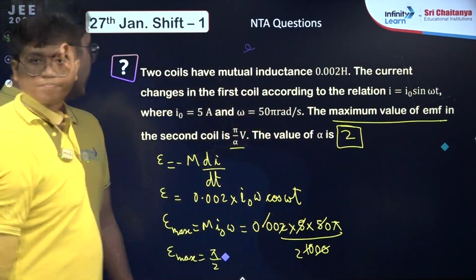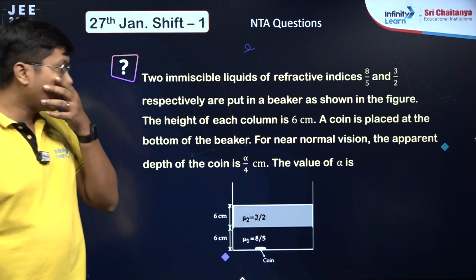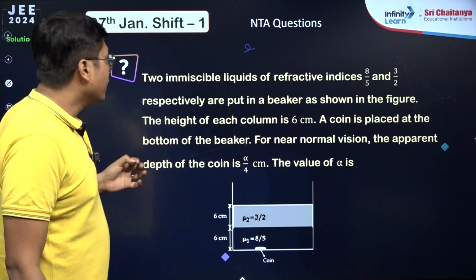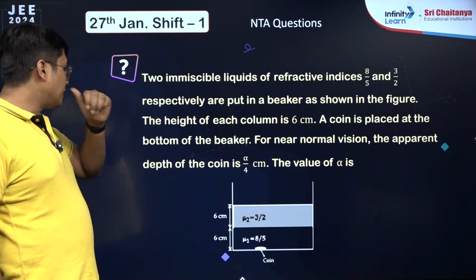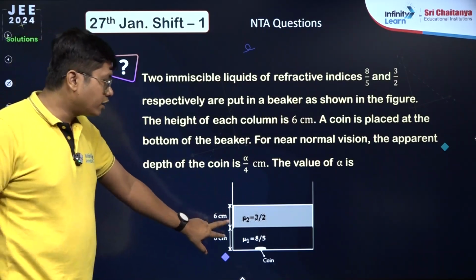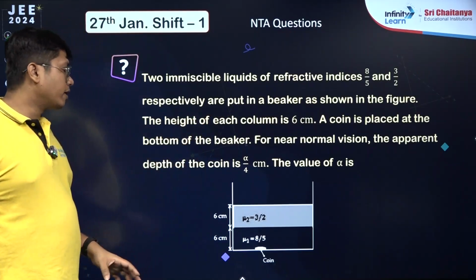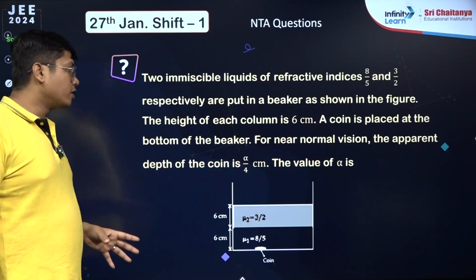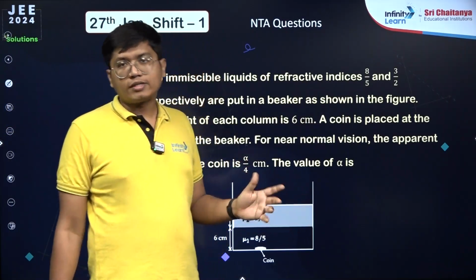That is the answer. Next question says two immiscible liquids of refractive index 8 by 5 and 3 by 2 respectively are put in a beaker as shown. The height of each column is 6 cm. The real depth of each liquid is 6 cm. A coin is placed at the bottom of the beaker. For near normal vision, the apparent depth of the coin is alpha by 4. What is that apparent depth?